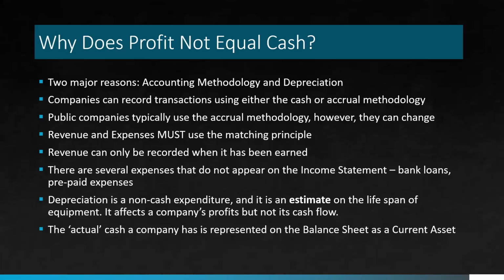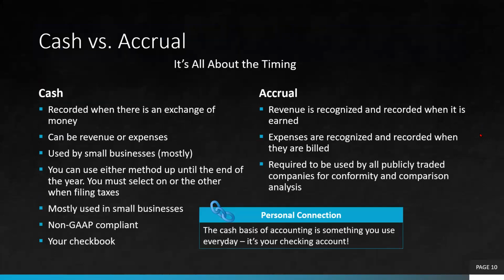So basically with depreciation, if you purchase a truck for $30,000 and your accountant says, okay, the lifespan of that truck will be 5 years, that's an estimate. I mean, that truck can go on and have a much longer lifespan, but in order to record this, there has to be an estimate given at the beginning, right? So that's one of the areas where estimates are being made. And the actual cash a company has is represented on the balance sheet as a current asset.